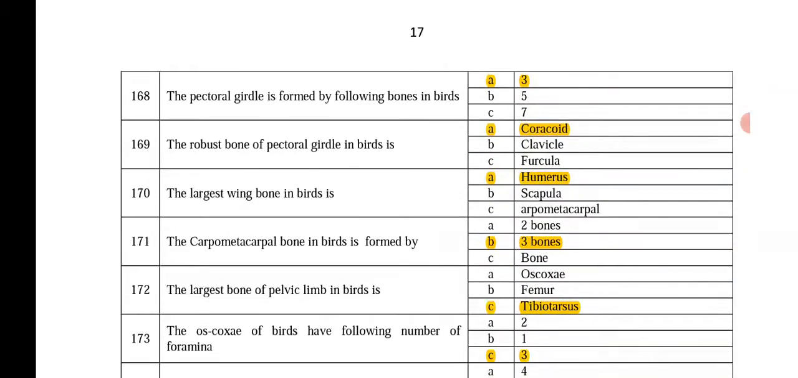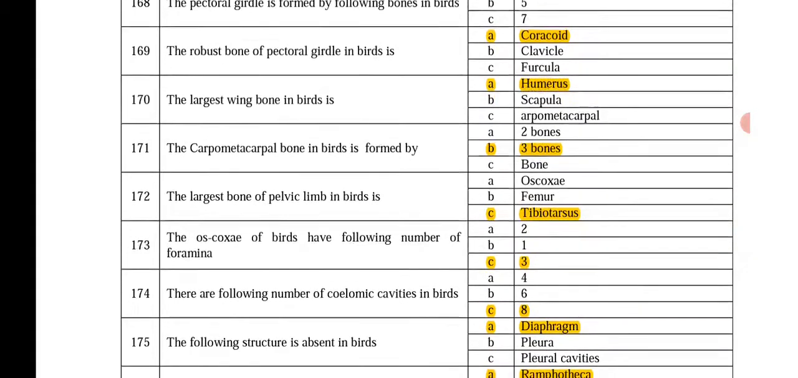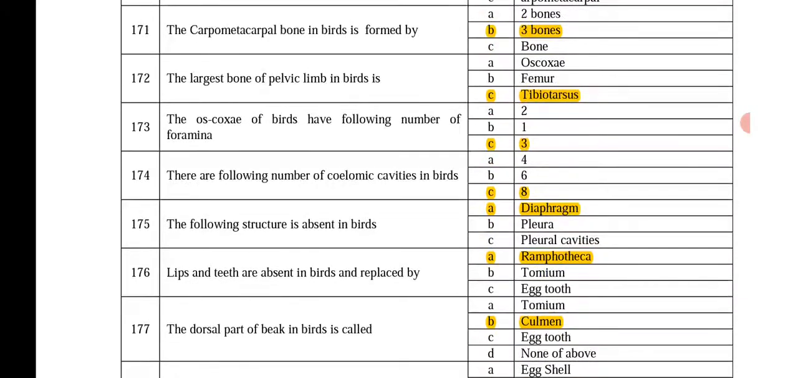The pectoral girdle is formed by following bones in birds: 3. The robust bone of pectoral girdle in birds is coracoid. The largest wing bone in birds is humerus. The carpometacarpus bone in birds is formed by 3 bones. The largest bone of pelvic limb in birds is tibiotarsus. The os coxae of birds have following number of foramina: 3. There are following number of coelomic cavities in birds: 8.